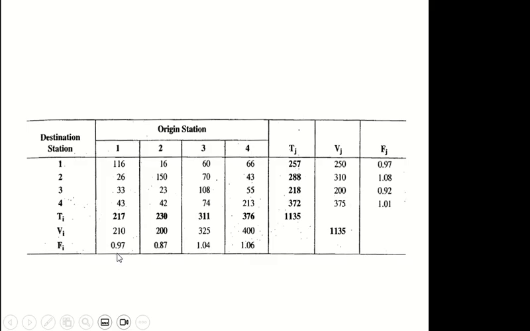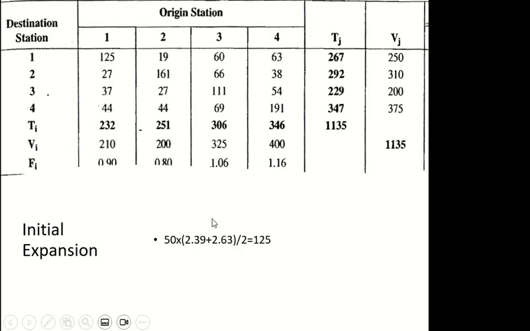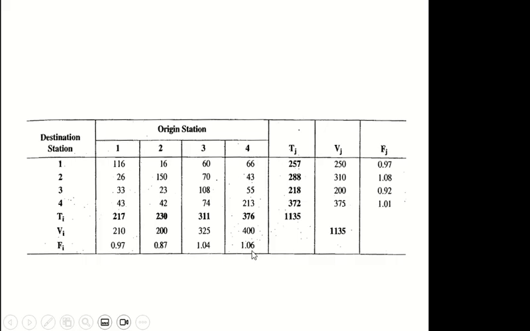So you can see I had 0.9 here, now it is 0.97. I had 0.8 here, now it is 0.87. It was 1.06, now 1.04. It was 1.16, now it is 1.06. Now, should I stop here or not? And these are the factors for the rows. Should I stop my calculation or should I move on? Should I say this is my final matrix, or do I need more iterations?